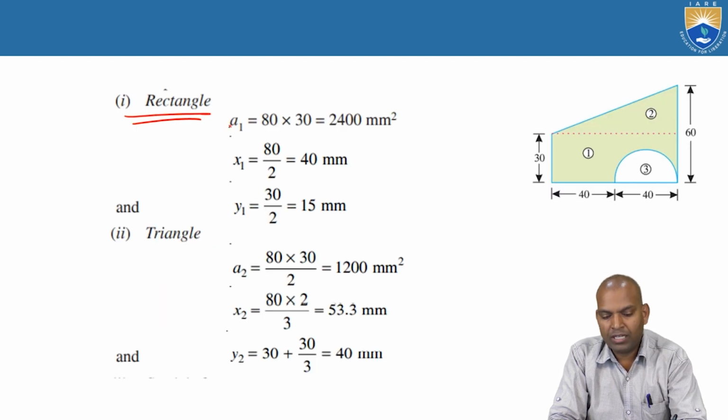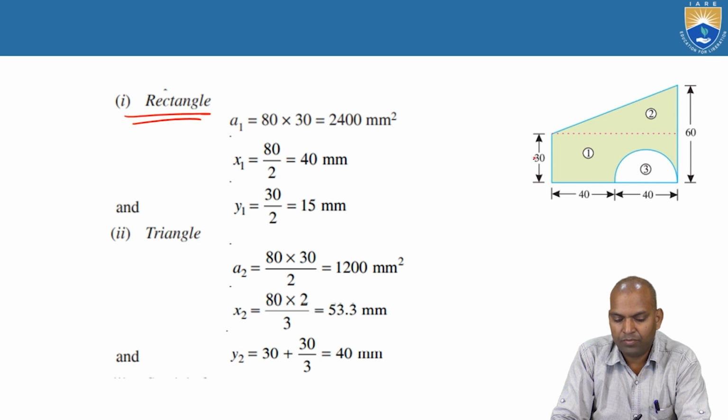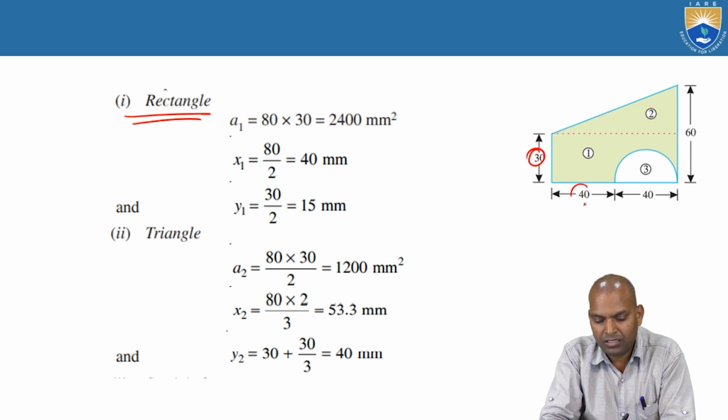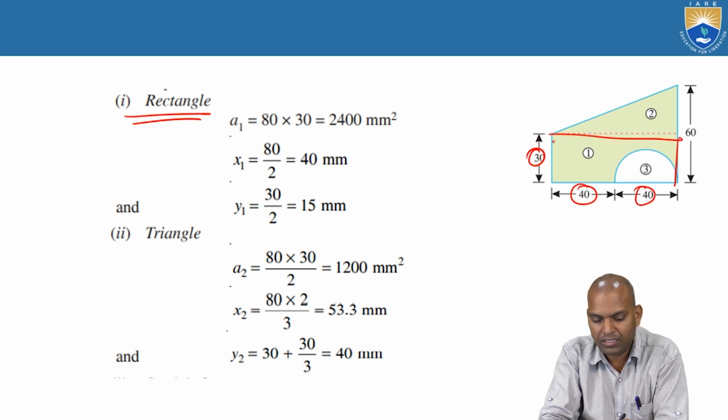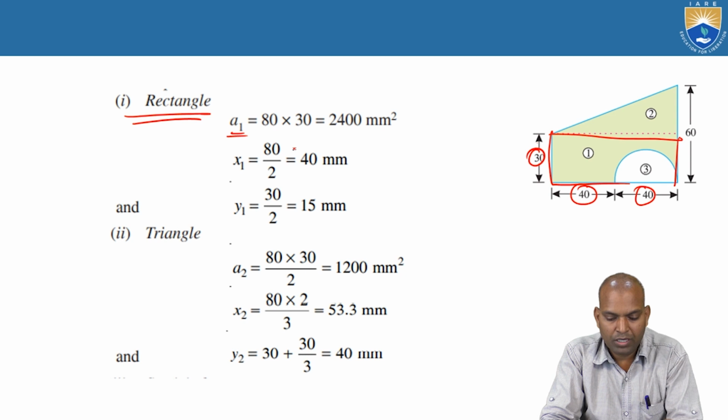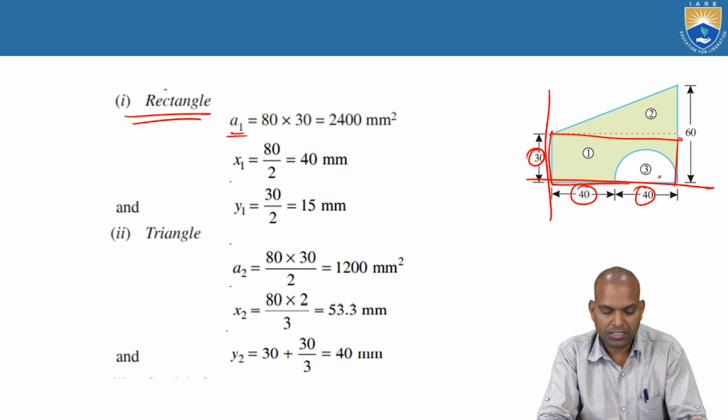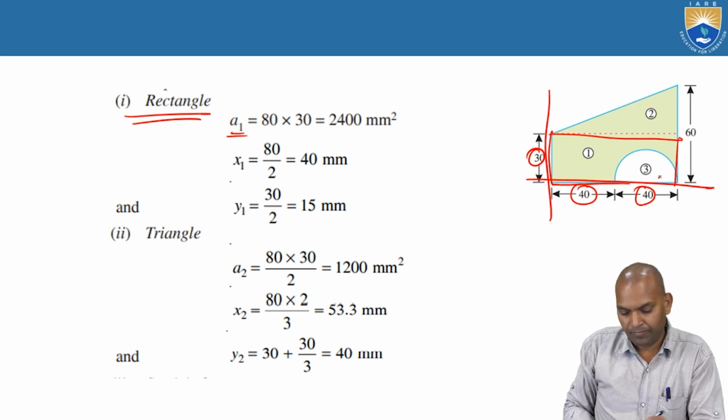Now what is A1 here? Rectangle, length into breadth. What is the length here? 80, that is 40 plus 40, and 30. This is what the rectangle is. And what about x1? Consider the reference axis. There is the reference axis.